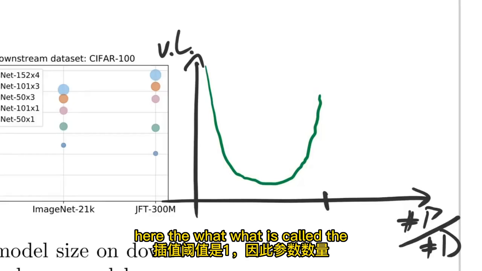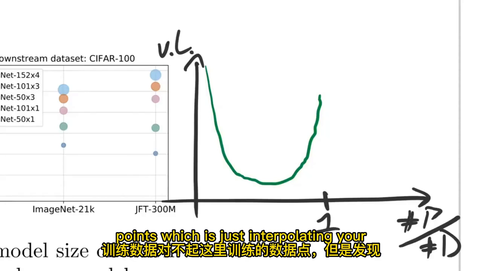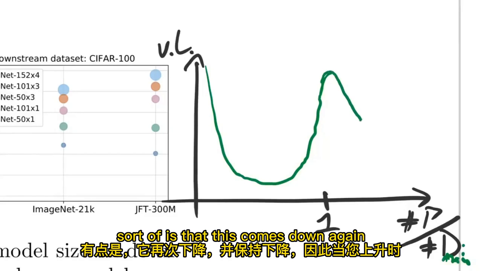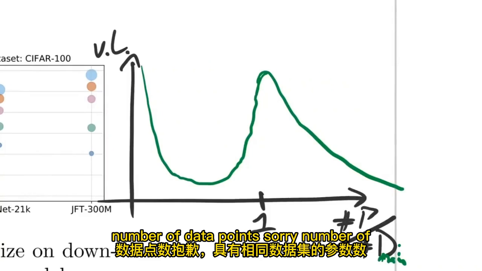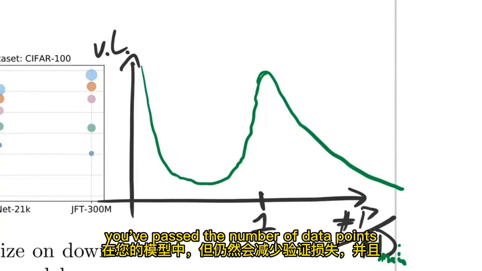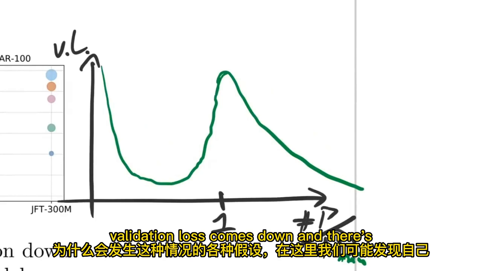And there is a point here, what is called the interpolation threshold, where the number of parameters is equal to the number of data points, which is just interpolating your training data. Sorry, the data point here, that's train. But then the discovery sort of is that this comes down again and it stays down. So as you go up in number of parameters with the same data set, you're perfectly fitting the training data set. You're past the number of data points in your model, but still your validation loss comes down, and there's various hypotheses why this could happen.